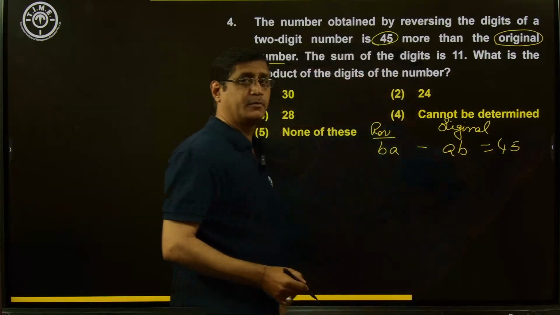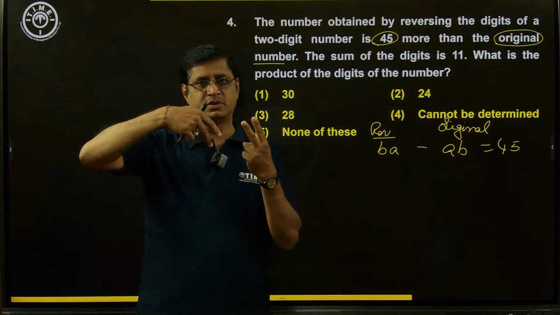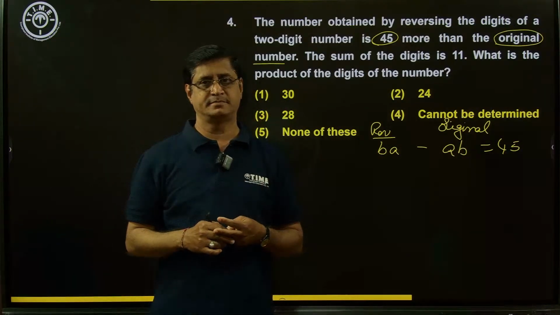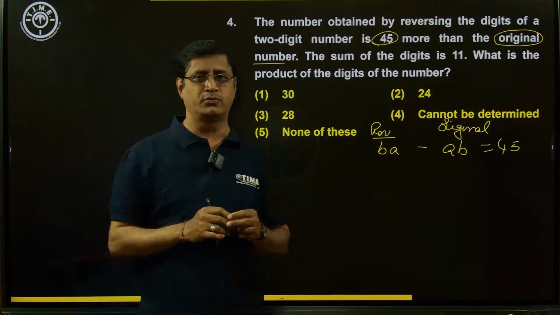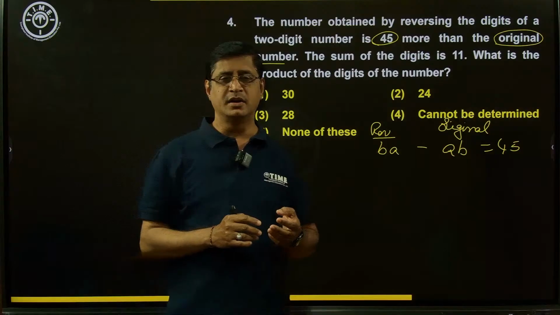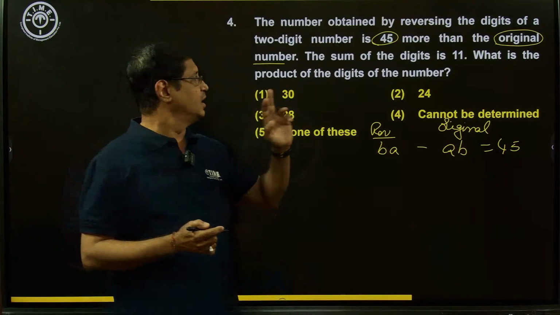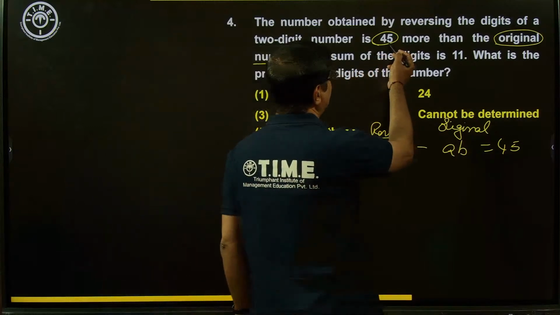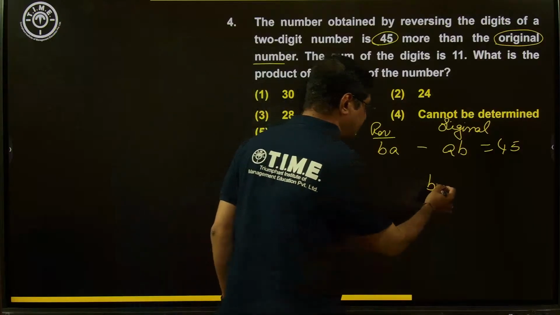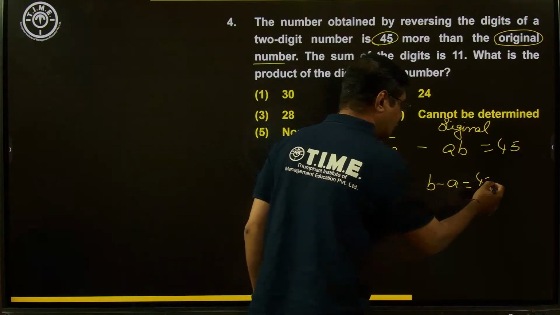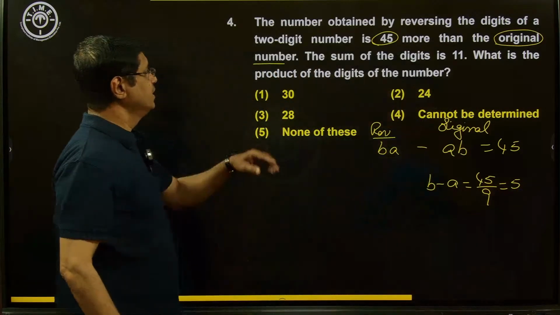My dear students, remember 3 points here. The sum of a 2-digit number and its reverse is always a multiple of 11. The difference of a 2-digit number and its reverse is always a multiple of 9. Similarly, the difference of a 3-digit number and its reverse is always divisible by 99. Here the difference is 45, meaning the reverse number is greater than the original number. Hence B minus A is equal to 45 by 9, that is 5.